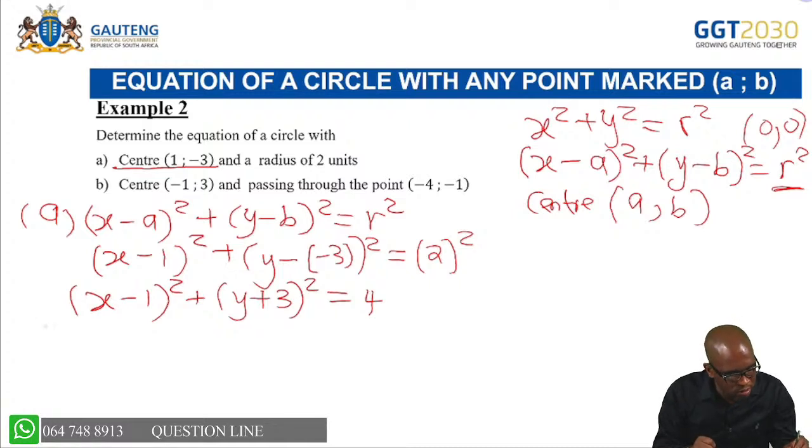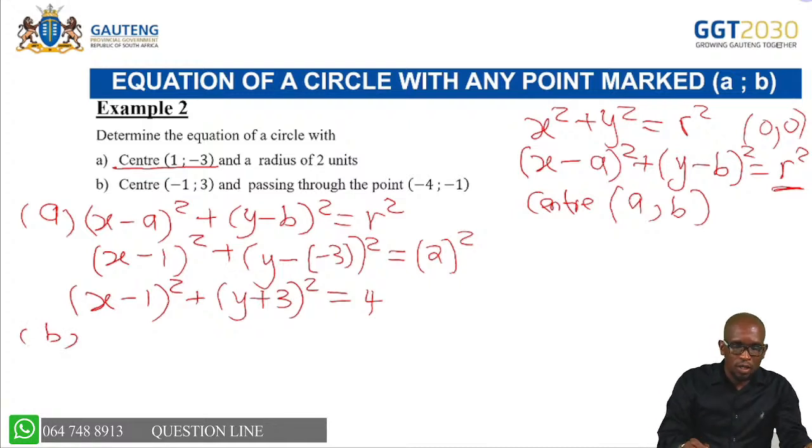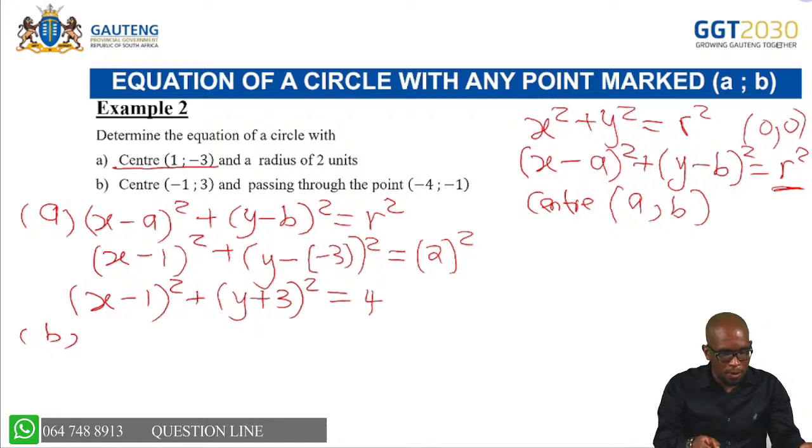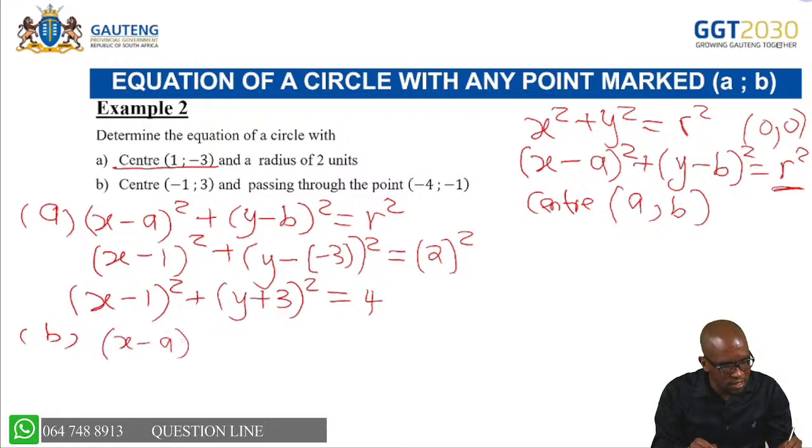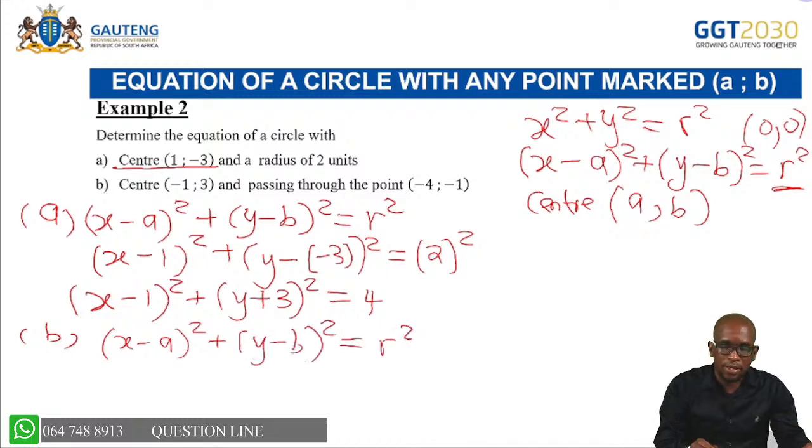Now moving on to the second problem. The center in this case is (-1; 3). And instead of being given the radius, we are not given the radius in this case. We are given as well a point (-4; -1). So in this case, we're still going to write the equation of the circle, (x - a)² + (y - b)² = r².